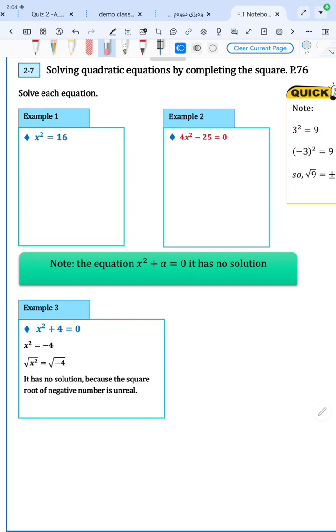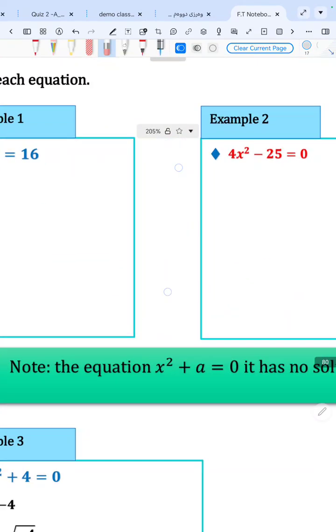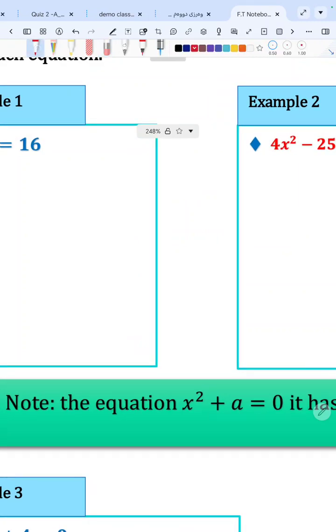Hello dear students, in this video I'm going to explain chapter 2 lesson 7, solving quadratic equations by completing the square, page 76. Before I start to explain, we have two important notes.